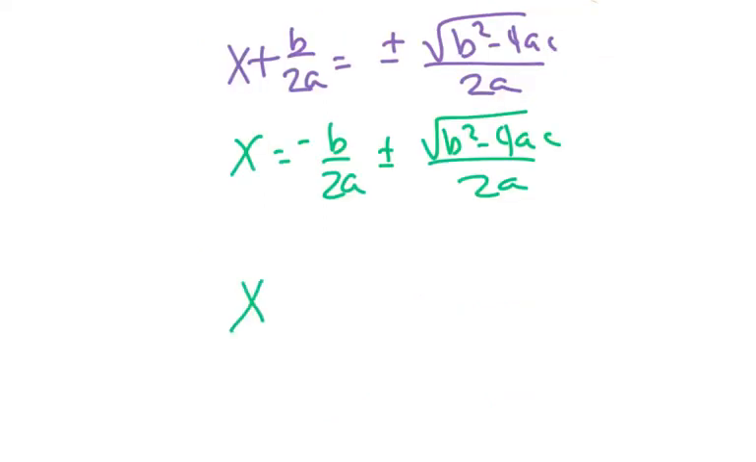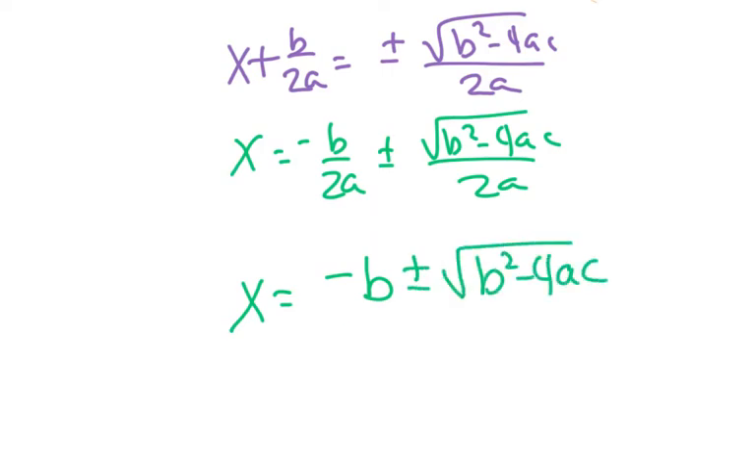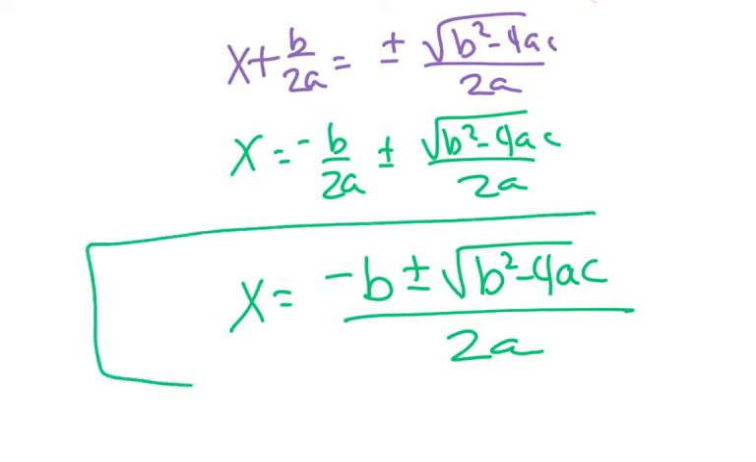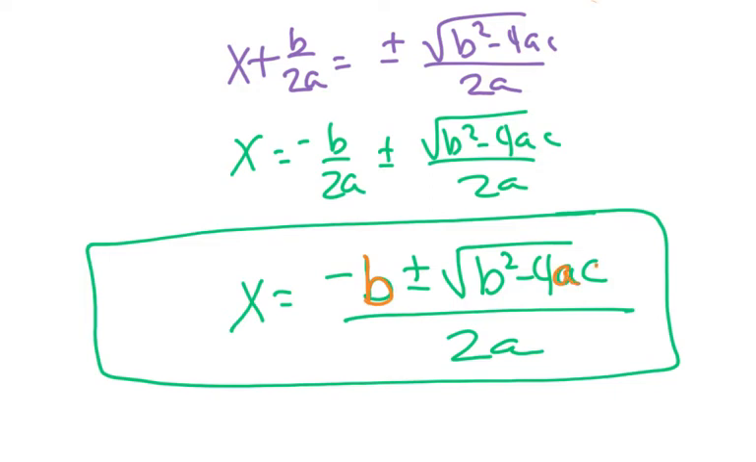So as a single fraction, I'm going to have negative b plus or minus the square root of b squared minus 4ac all over 2a, and I've solved for x. What that means, this is a really significant finding, is that this is x in any quadratic equation. All you would need to know is what is a, what is b, what is c, and you could plug those numbers in. This is the quadratic formula.